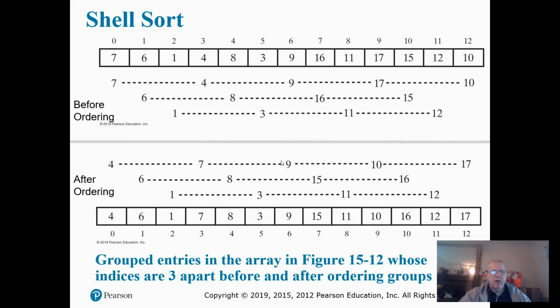And so now the top row is sorted with respect to that row. And the second row, the same thing, and the third row. And then we continue on with a separation of 1 and then a separation of 0. And at the end, we get a completely sorted list.